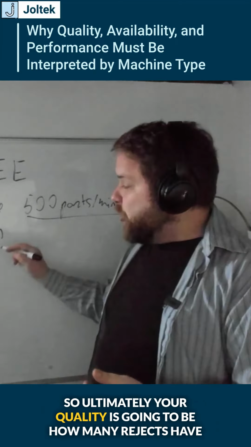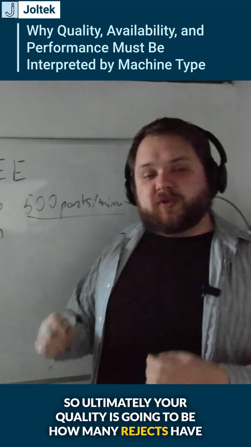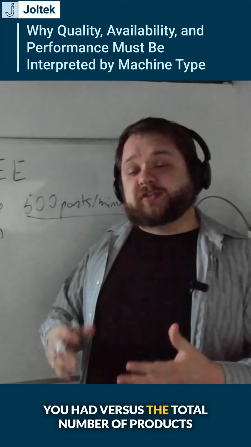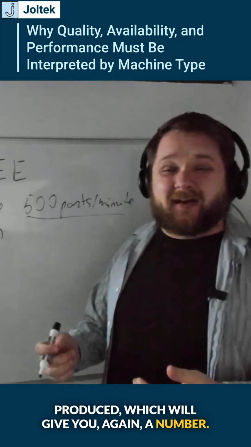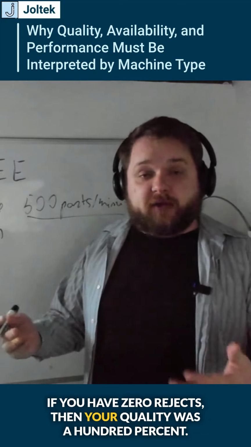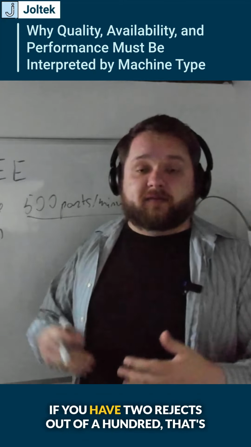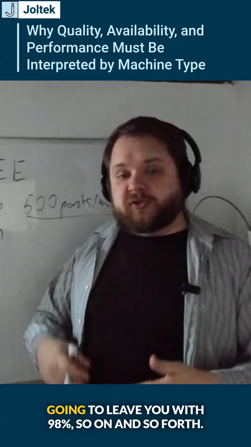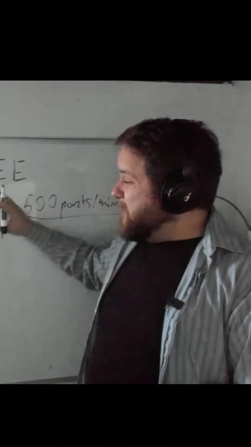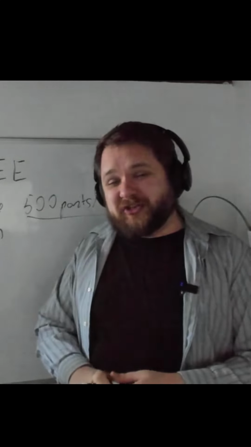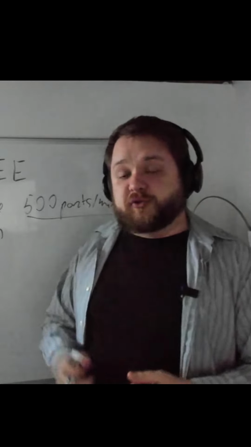So ultimately, your quality is going to be how many rejects have you had versus the total number of products produced, which will give you, again, a number. If you have 0 rejects, then your quality was 100%. If you have 2 rejects out of 100, that's going to leave you with 98%, so on and so forth. So you're going to be multiplying all 3 of those metrics to get the OEE for your specific machine.